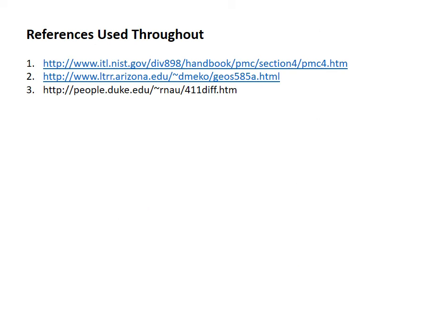Okay, so that's the end of this one. The itl.nist.gov handbook is a really useful resource if you're ever thinking about engineering statistics, time series analysis, or anything like that. So I would really encourage you to check that out if you have any questions. Okay, thanks.